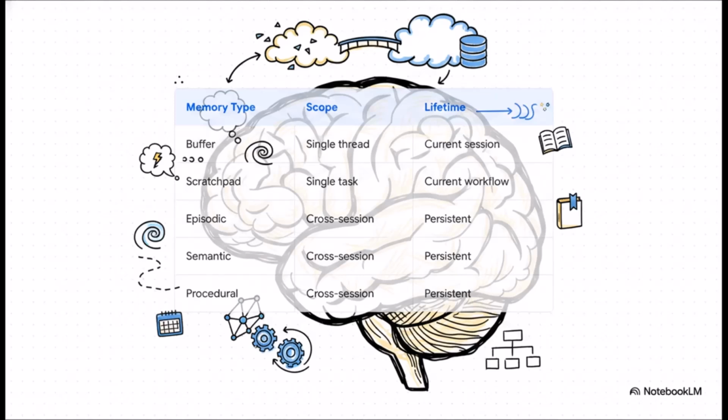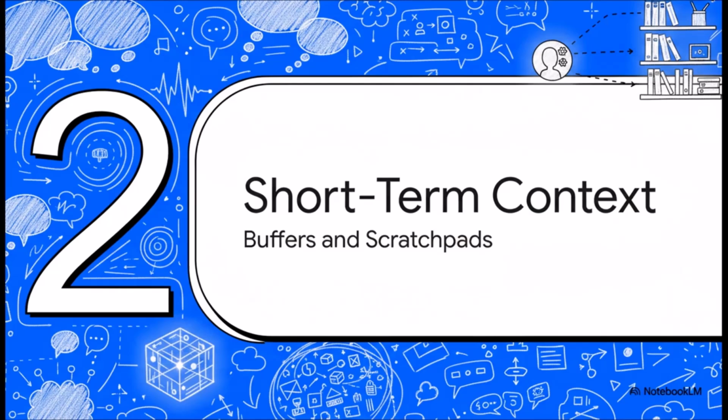Just like you and me, agents need a short-term buffer for recent chats, a scratch pad for whatever task they're doing right now, episodic memory to recall past experiences, semantic memory to hold on to facts, and procedural memory for learned behaviors. Let's just hope the AI gets better at remembering where it put its keys than we are, right? Let's break these down. Moving right along to Section 2, short-term agent context, buffers and scratch pads.